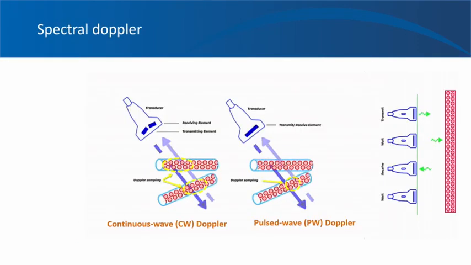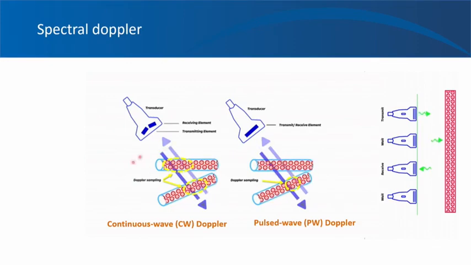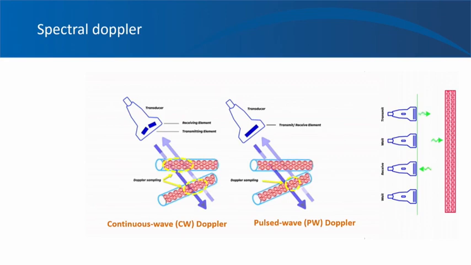As I mentioned, spectral Doppler is used to measure velocities in the blood vessels. And there are two types of spectral Doppler, that is continuous wave Doppler and pulsed wave Doppler. So the first one, this is the continuous wave Doppler. CW Doppler or continuous wave Doppler utilizes separate transmitting and receiving piezoelectric elements.